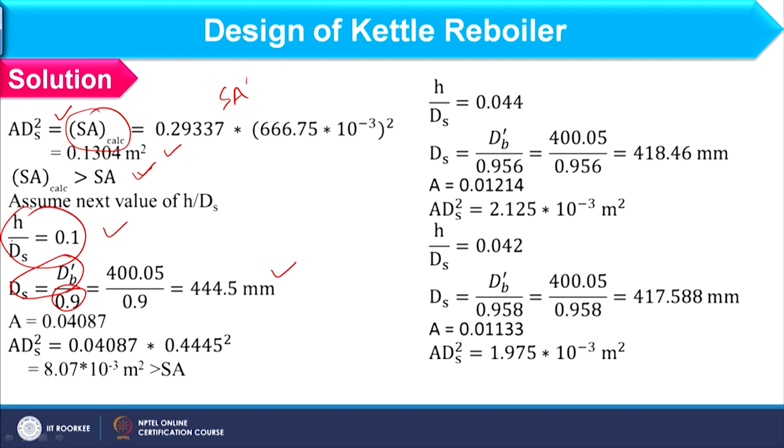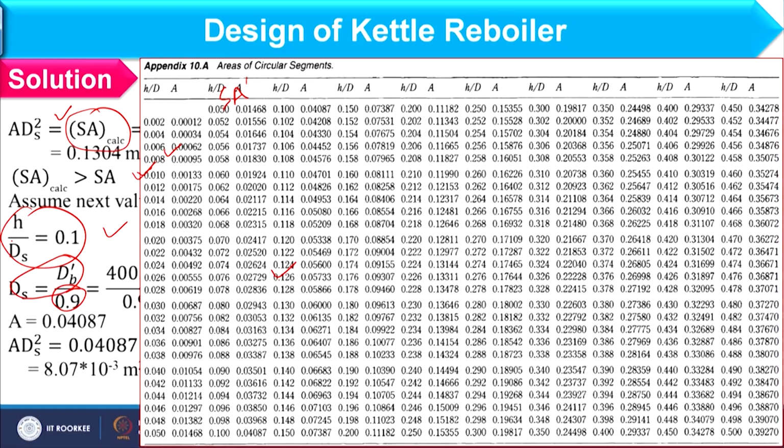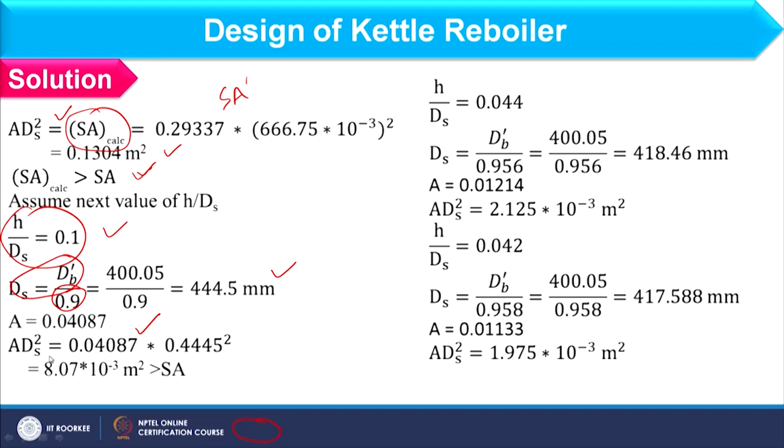For this ratio h by ds as 0.1, we can find out the segment area factor as 0.04087. Okay. So, you can see the value over here. SA calculated you can find as 8.07 into 10 raised to power minus 3, and that is again more than SA. So, further we have to reduce the h by ds ratio, and we should carry out this iterative procedure till I am getting SA calculated equal to SA, that will be the perfect design.